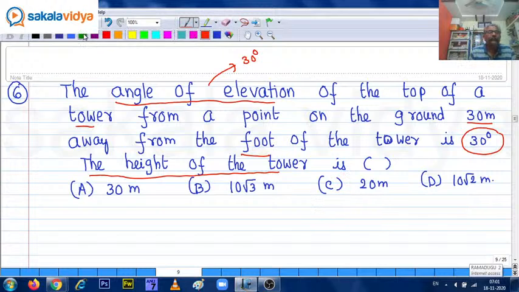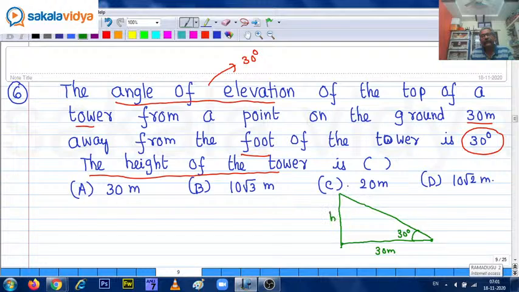Here see, this is the height of the tower. This is the foot, this is the top. From the foot, 30 meters away, is the point of observation. So now the angle of elevation is 30 degrees. This is 30 meters. This height we need to find out. H we do not know. ABC is a right angle triangle.